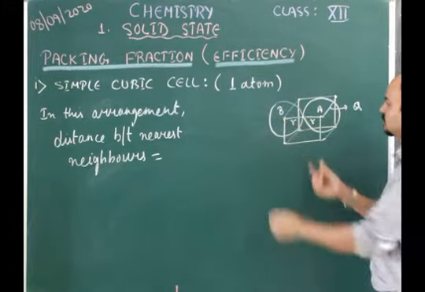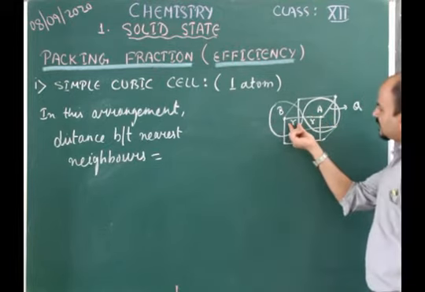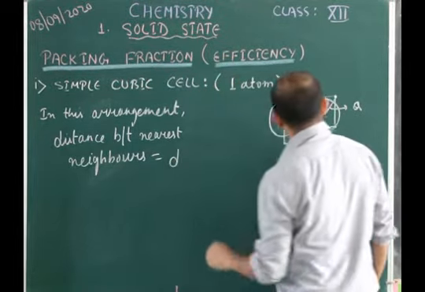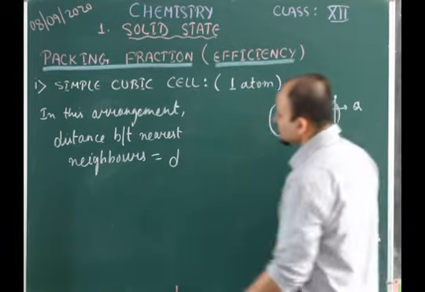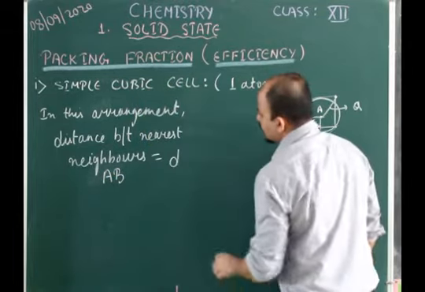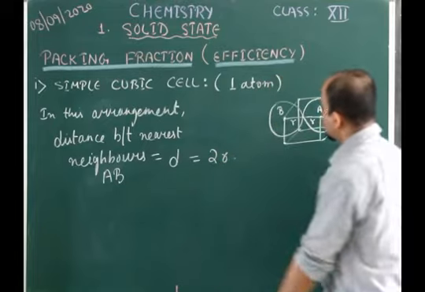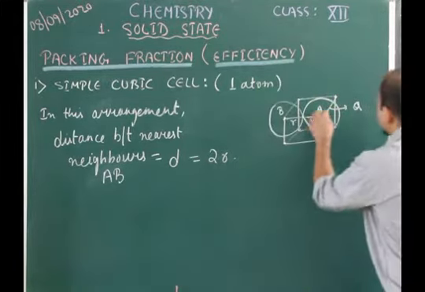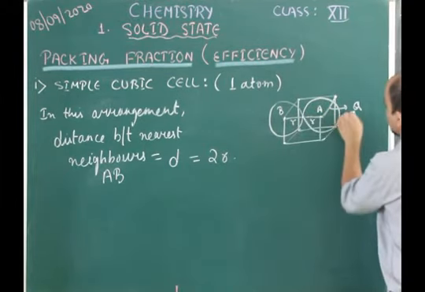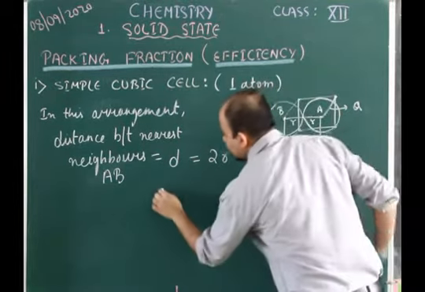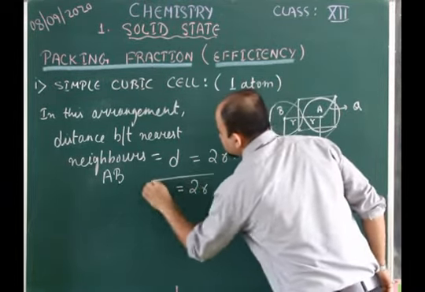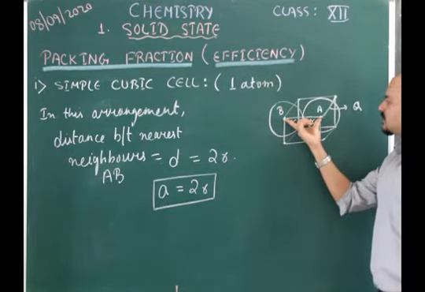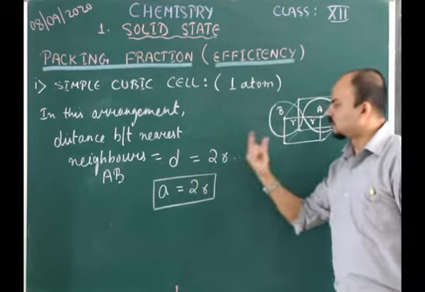It is r plus r. So the distance between this point and this point is r plus r, which in a sense is the diameter of the sphere. So the nearest neighbor distance between A and B is d, which is equal to 2r. Since the length of each side of the cube is a, from this we can say that a is equal to 2r. This is our first expression.